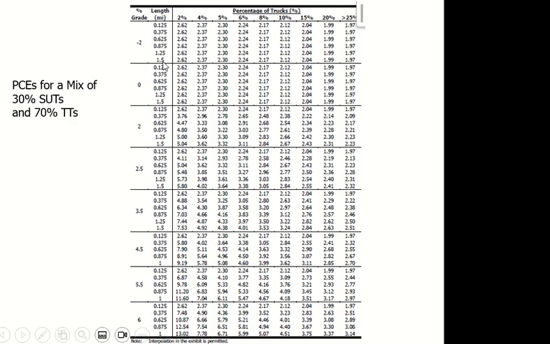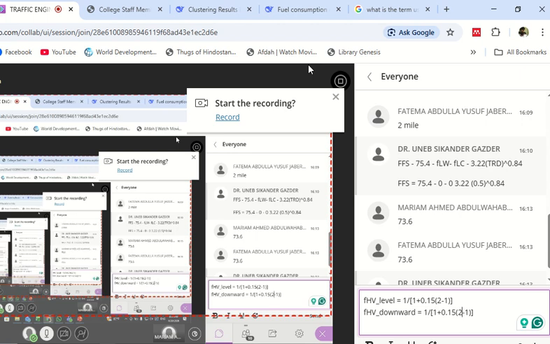Same thing for the length as well. I don't have 2 miles. I have only 1.5 mile. 2 mile is out of the table. If it was 1.3, then I can interpolate. If it was minus 1%, I can interpolate. But if something is out of the range given in the table, I will just take the last value. So we'll take this value instead of 2 miles, with 15% trucks. I have a factor of 2.04.